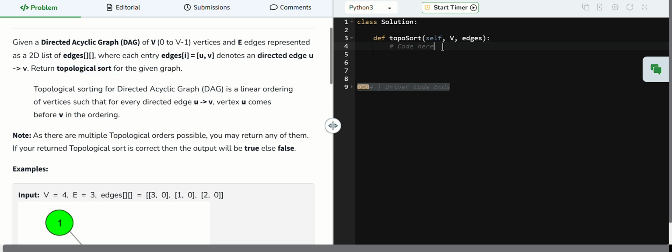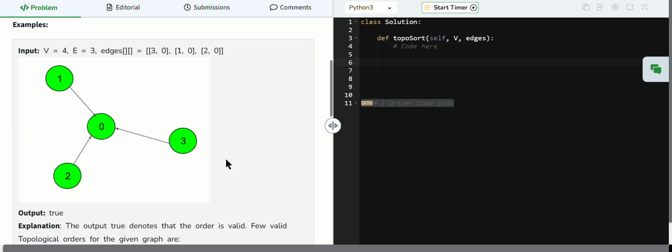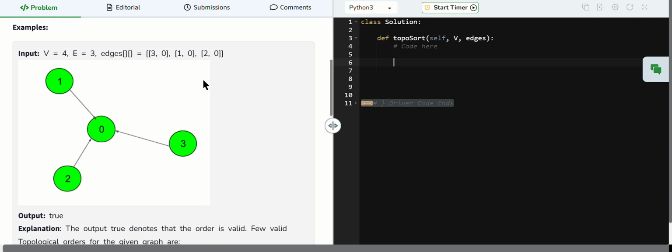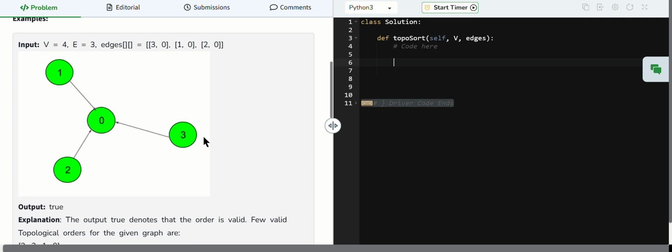So let's suppose I have one graph which is connected like this, let's take this example: 3 0, then 1 0, then 2 0. So here 3 is connected to 0, then 1 to 0, then 2 to 0. So what will be the answer? Let's take an example like 1 2 3 4 5. Suppose this is one output.